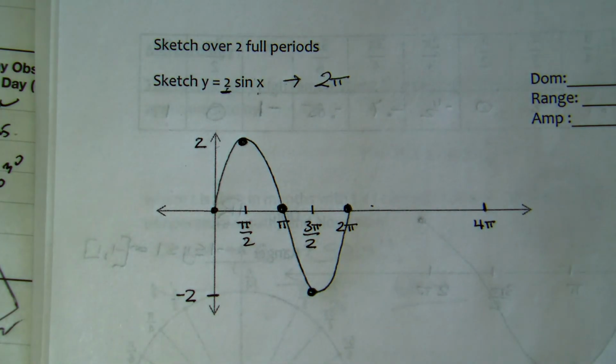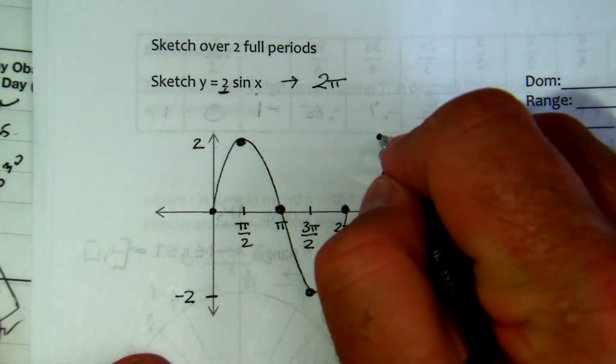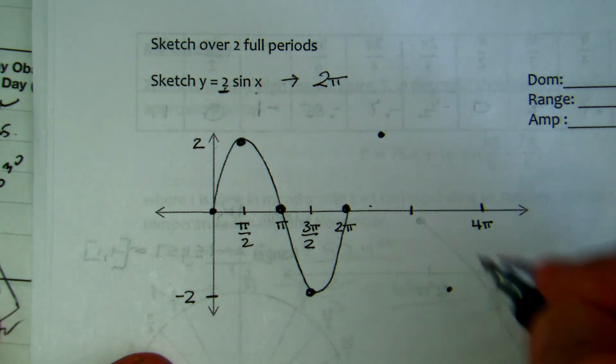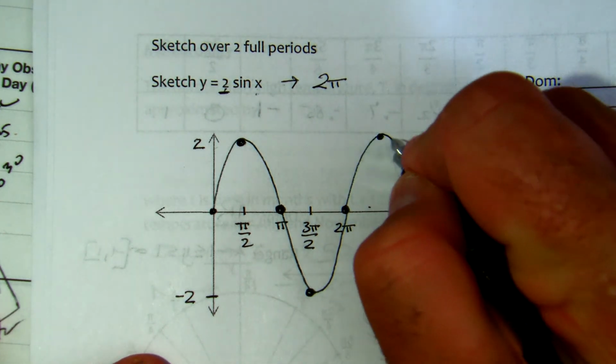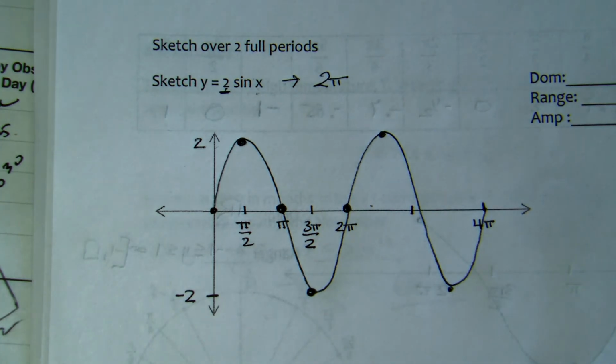Okay? Now, for the other part, this is all I expect you to do. You don't have to write them out, but kind of estimate where those other points would be and finish up your graph.